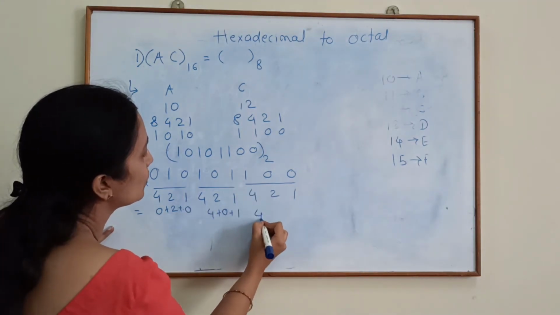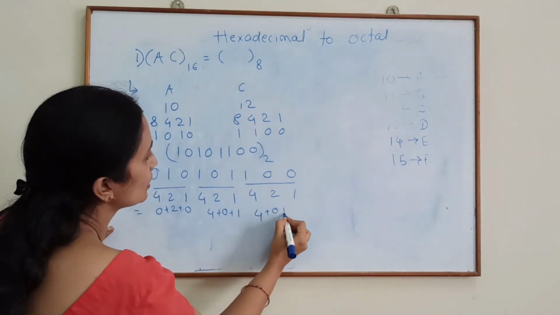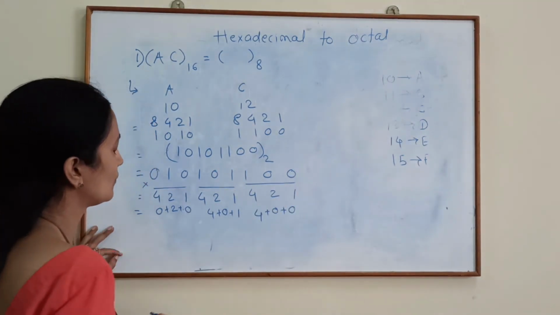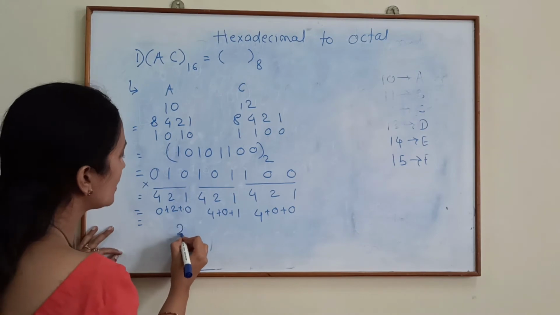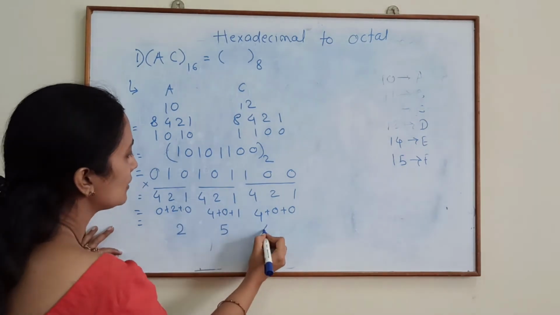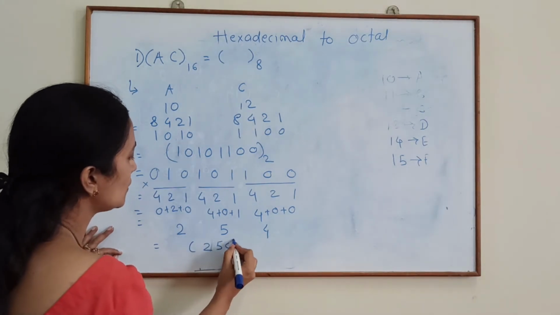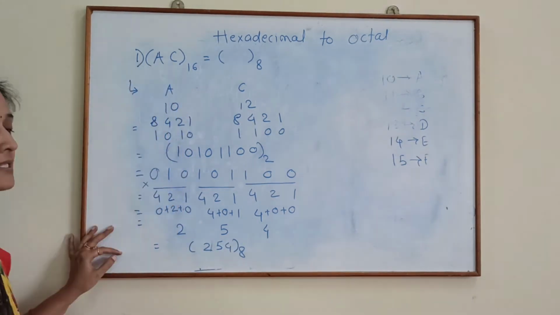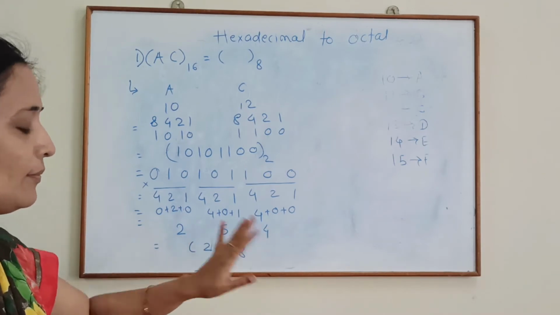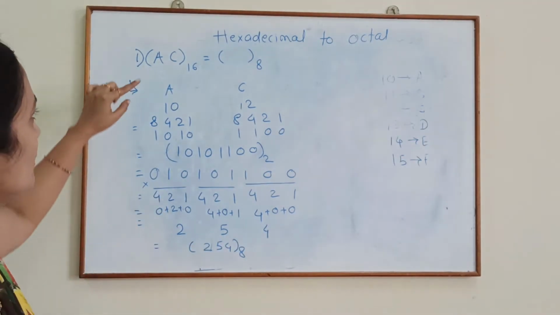4 into 1, 4, 2 into 0, 0, 0 into 1, 0. If we add this, we will get number 2, 5, 4. This is the octal equivalent of number AC: 254.